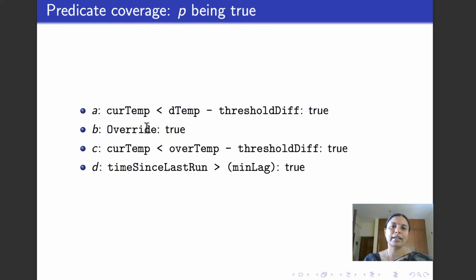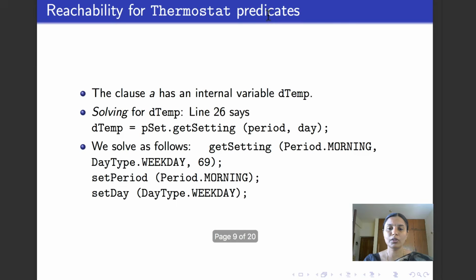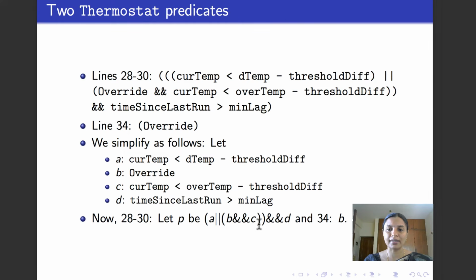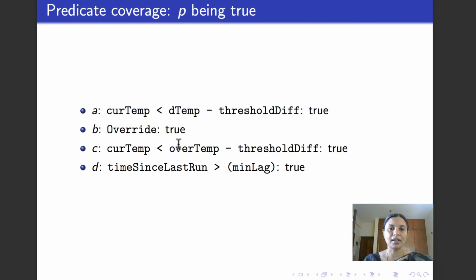Now what I do, I take back, and these are the four clauses A, B, C, and D. Please look at the title of this slide. It says I am testing for predicate coverage of this clause for the value of the predicate P being true. So what sort of a predicate is that? That's a predicate that looks like this. It's got two ands and an or. So one simple way of making the whole predicate true is to make all the four clauses true, which means I make A, B, C, and D, all of them true. That's what I've written here. I say A, which is current temperature less than desired temperature minus threshold difference, is true. B is true, C is true, and D is true.